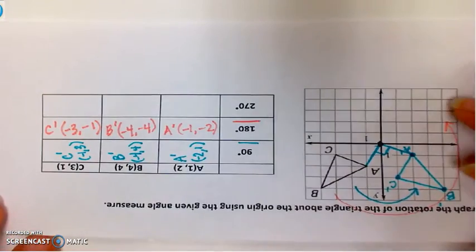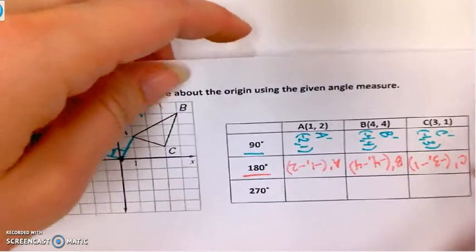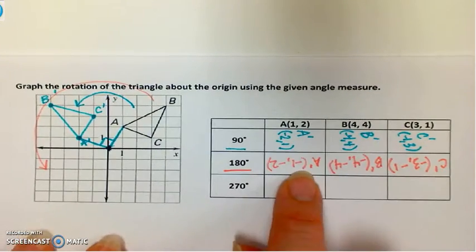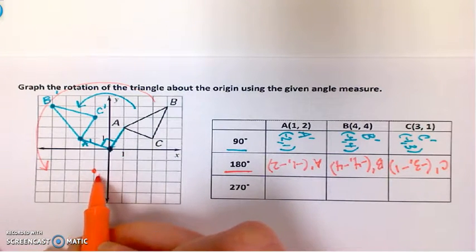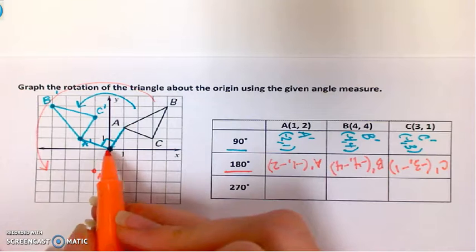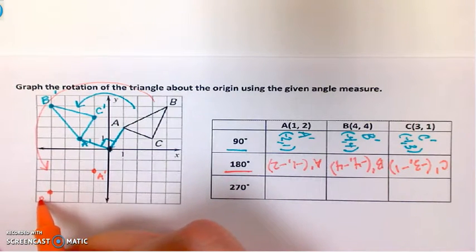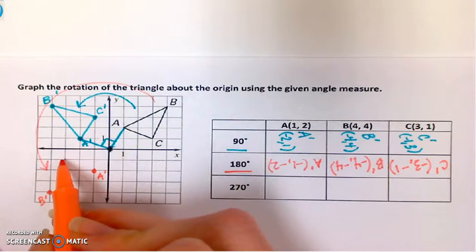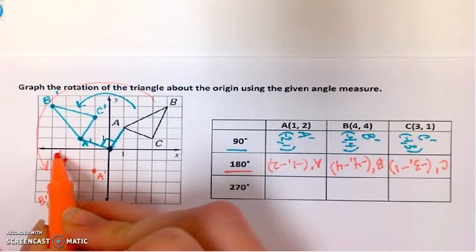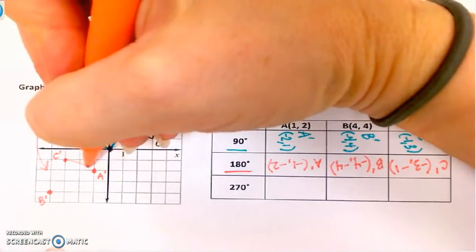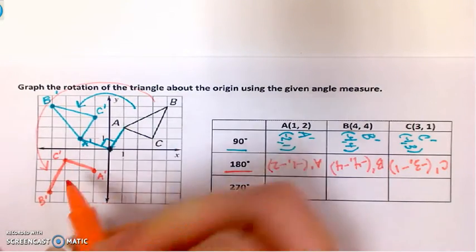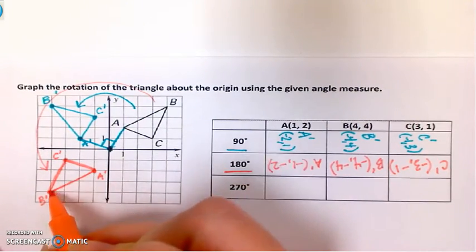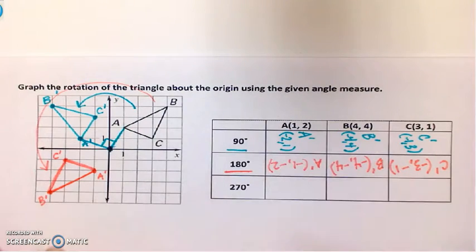Once you get all of those written, turn back to your original pre-image and let's graph those. So we're going to graph A prime at -1, -2. B prime. And C prime. This would be a lot harder to do if we weren't turning in intervals of 90, 90, 180, 270. But since the X and Y axis are at 90-degree angles, it makes this pretty easy.